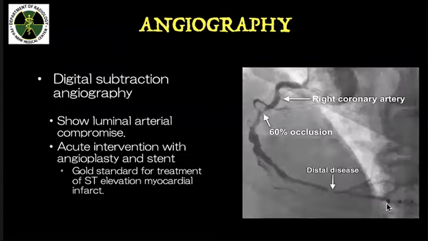And then angiography. So digital subtraction angiography. It shows intraluminal arterial compromise, and acute intervention with angioplasty can be done. Okay, so this is your gold standard for treatment of ST elevation myocardial infarction. So in here, there is a 60% occlusion in this area. Okay, so this is an example of your angiography.